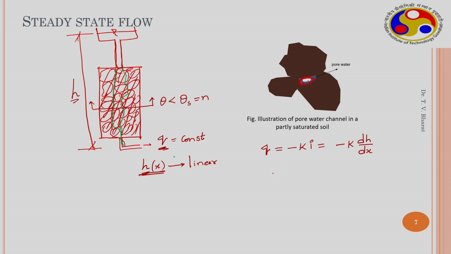So this can be written as Q dx equals minus K dH. This is a saturated soil, therefore this is Ks, which is independent of the hydraulic gradient, so it can be taken out. And the flux also can be taken out, because the flux is constant with depth and time, because it is a steady state flow. So the Q can come out. Then this is how it varies.